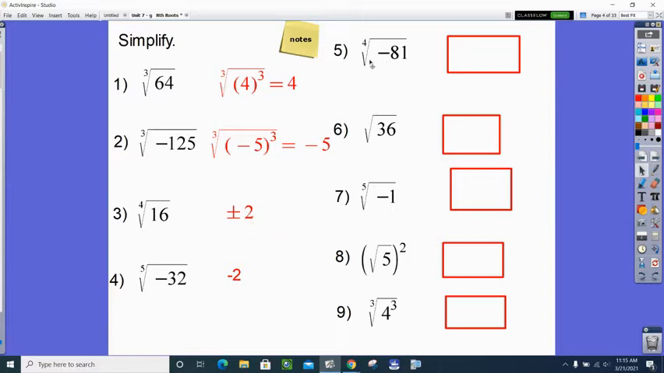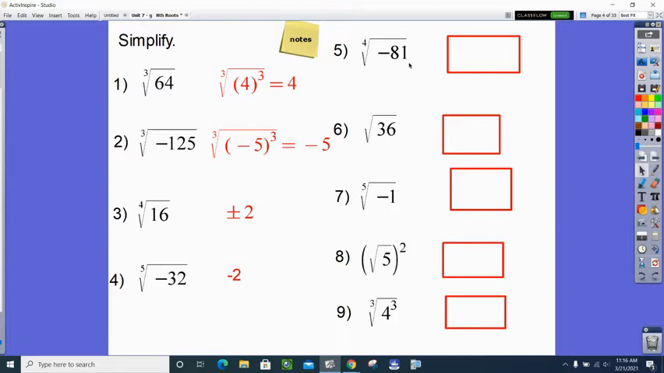Okay, so let's go up and take a look at number 5. What do you think about that one? Did you kind of think something's wrong here? Okay, so what number raised to the fourth power would give me a negative 81? So first of all, did you come up with the number 3 to the fourth gives you 81? 3 times 3 is 9, times 3 is 27, times 3 is 81.